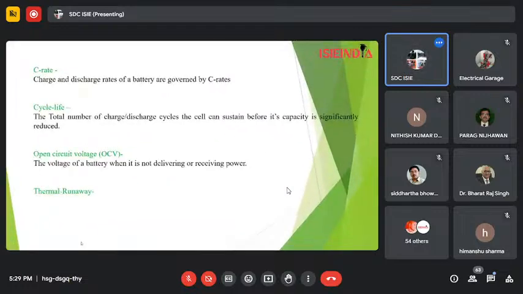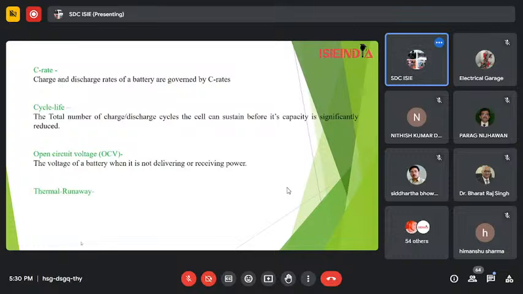C rate. Charge and discharge rate of a battery is governed by C rate. So how much current can we get, or how much ampere hour rating can we get from the battery pack at a single time, or at an instantaneous current charge and discharge rate? That is nothing but C rate. How much charge can I put inside a battery pack, or how much charge can I get from a battery pack? That is called C rate.